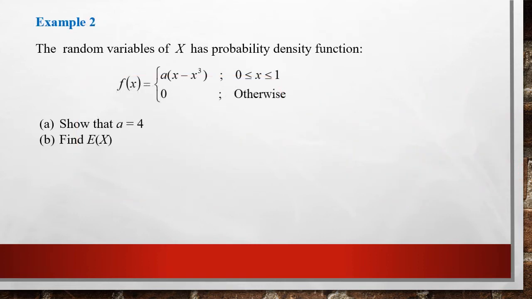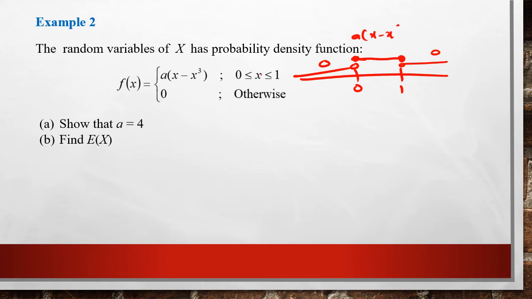Okay, so let's say example 2. The random variable x has a probability density function. So we have f(x), this is a brace bracket. If you have a brace bracket, it means that we have a piecewise function. So it's represented as a multiplied by x minus x cubed when x is from 0 to 1, and then 0 otherwise, meaning that other than 0 to 1 we don't have any function, or the function is 0. So we only have the function defined on 0 to 1, which is a multiplied by x minus x cubed.